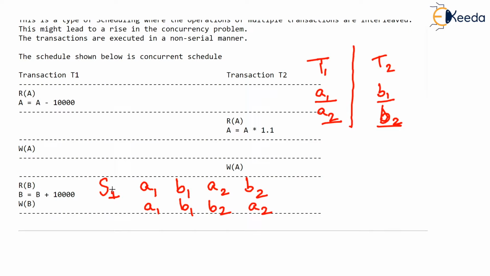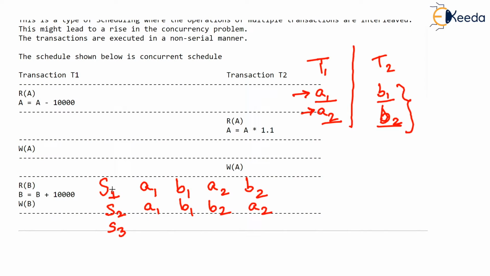That one line of T1 runs and then both lines of T2 run. That means T2 gets a chance to execute both its instructions, and then back to T1, and T1 executes its instruction A2. So this is the second schedule. What will be the third schedule?